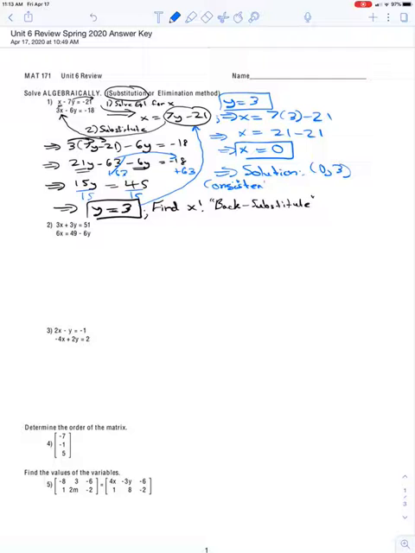It could ask you what kind of system you are dealing with. Remember, consistent means it has a solution, whether it be 1 or infinite. With that said, we also have independent equations. These equations are independent of each other.